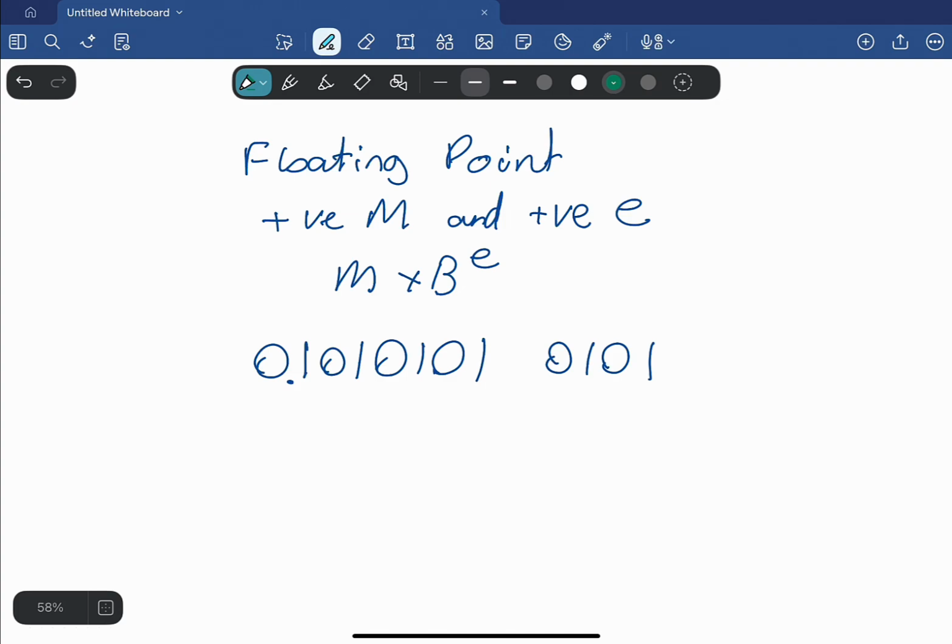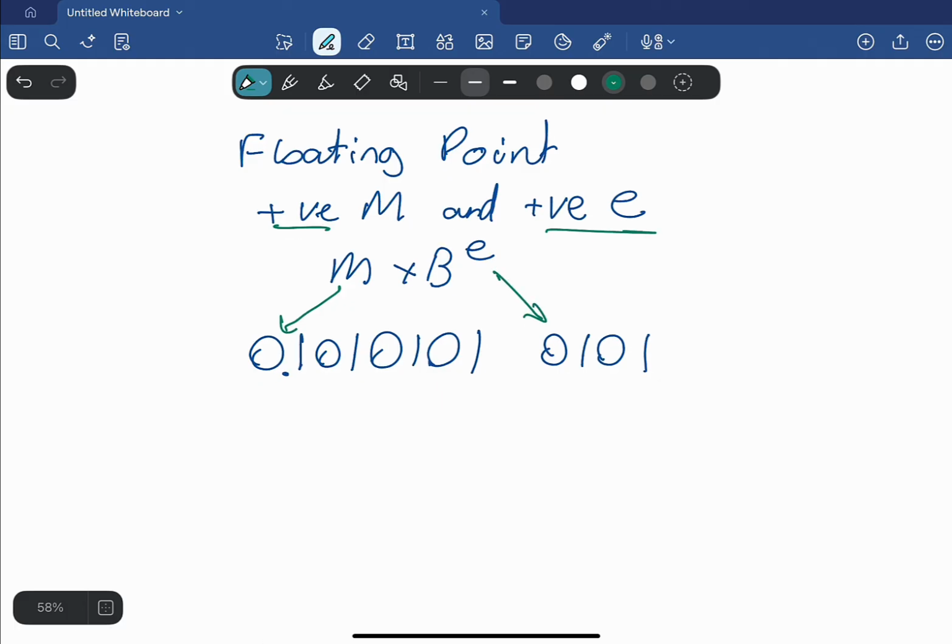So in this case, we're going to look at converting a floating point number to denary, and we are noting that we have a positive value in the mantissa and a positive value in the exponent. The mantissa being the numbers here on the left, and the most significant bit is a 0, which means it's going to be positive, and in the exponent over here, we have the same, a 0, so we're going to have a positive exponent.